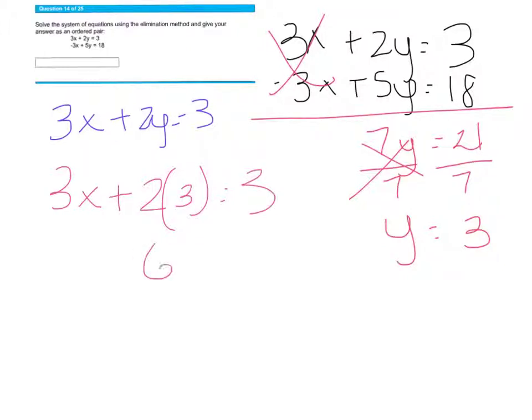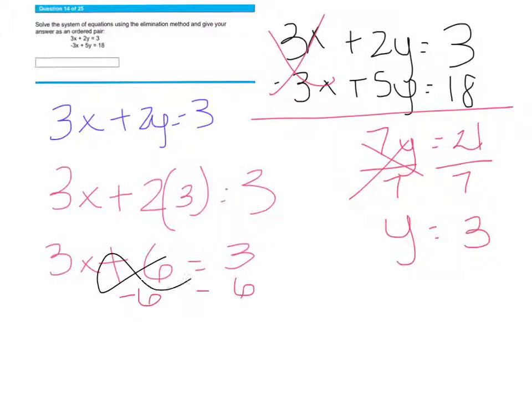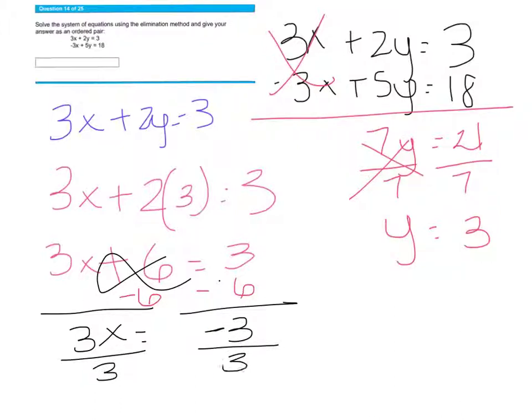Then we're just going to solve. 3 times 2 is 6, so 3x plus 6 equals 3. Then we subtract 6 from both sides to get x alone. The 6 and negative 6 cancel out, so it's 3x equals negative 3. Then you divide both sides by 3 to get x alone, and you are left with x equals negative 1.